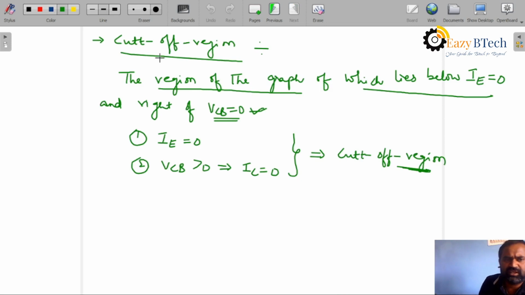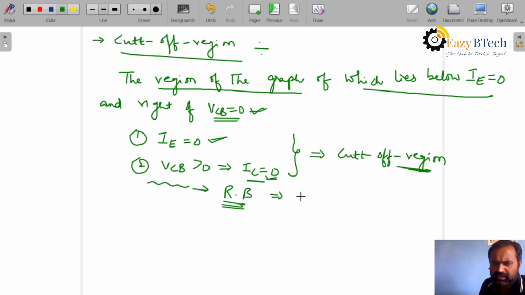The cutoff region means the region of the graph which lies below IE equal to 0 and right of VCB. That is, in this region the emitter current IE is 0 and the collector current IC is also 0. It means both junctions are operated in reverse bias.